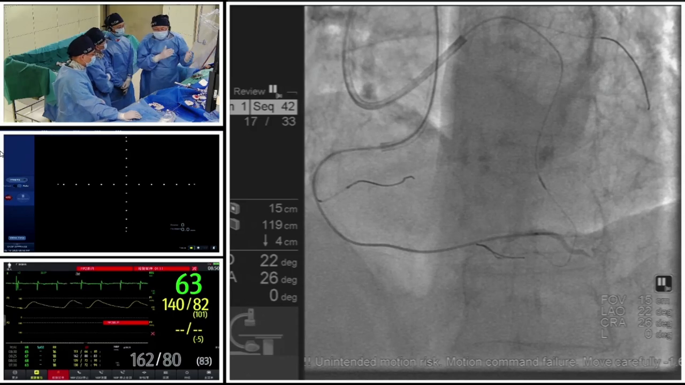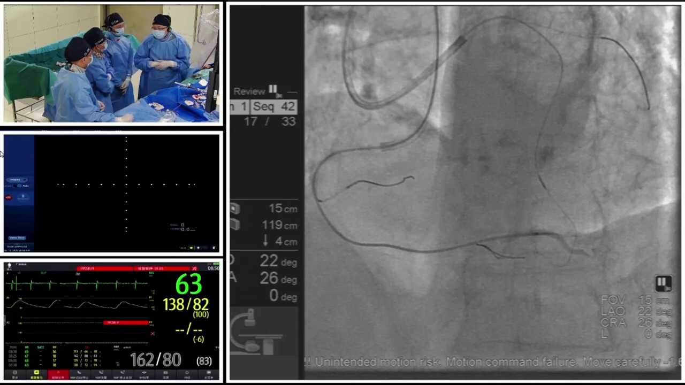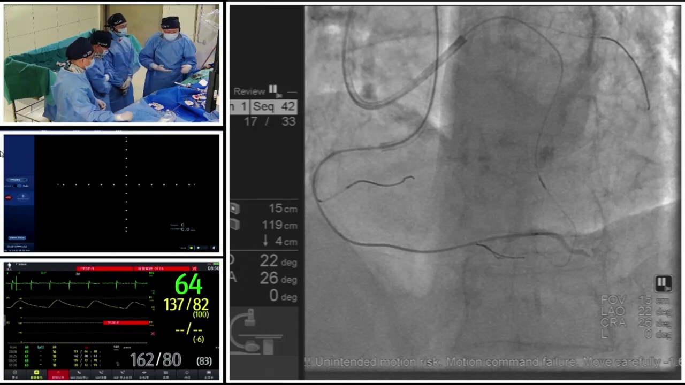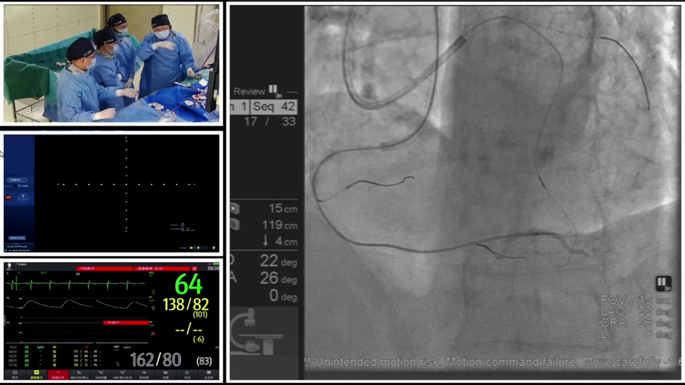Just use the guidance of the imaging: the X-ray, the IVUS, and the 3D reconstruction. So I think we have already advanced the wire to the posterolateral branch.